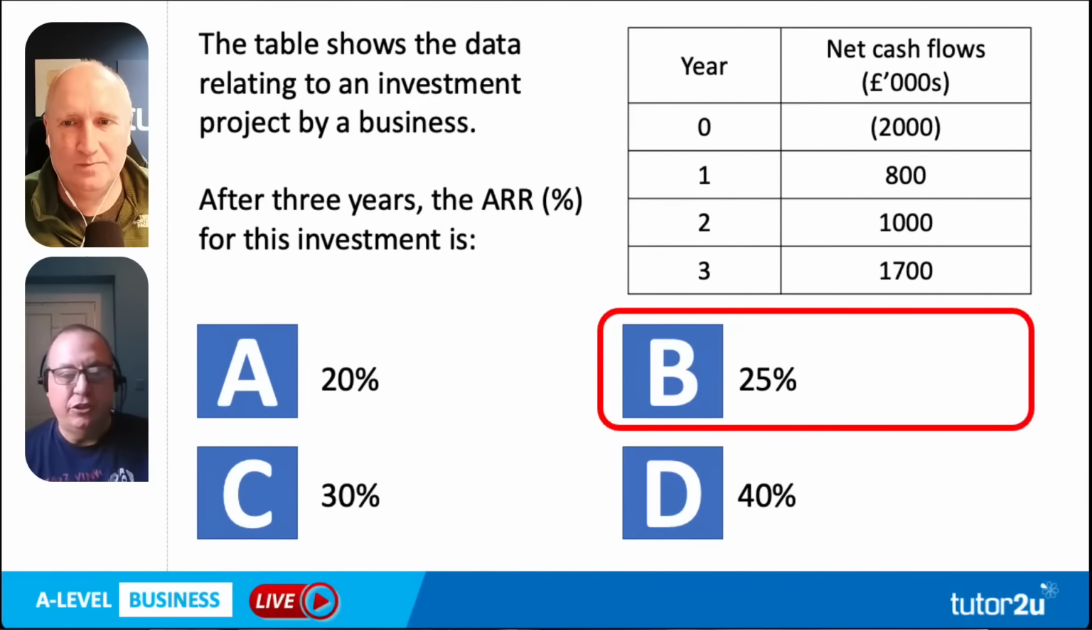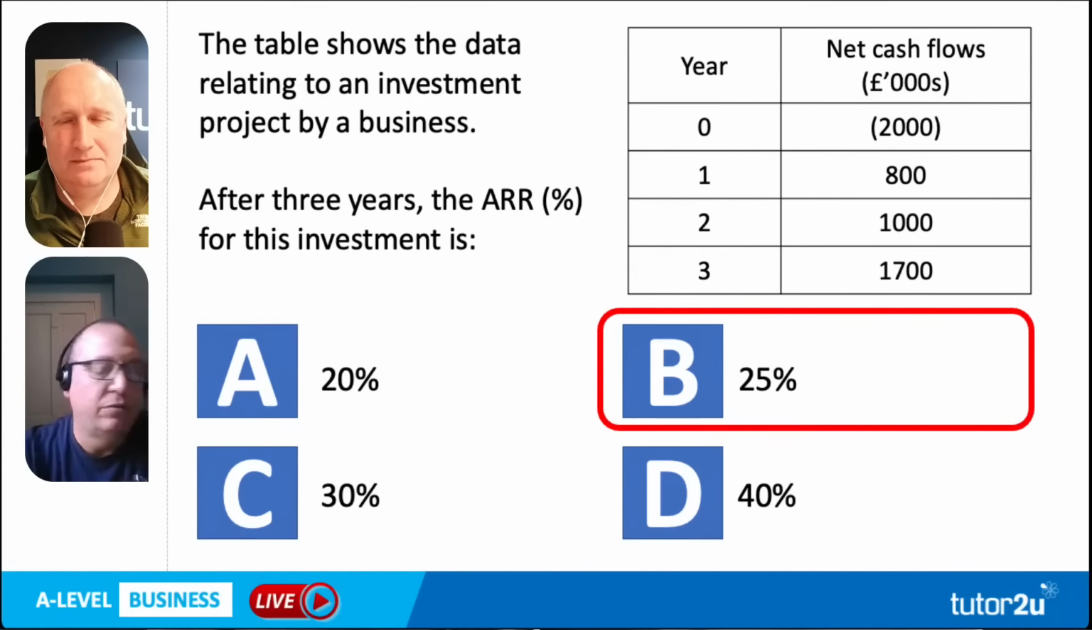Yep. Okay, let's just quickly run through. Let's ignore the fact that it's in thousands for now. So you just add up the net cash flows: 800, 1,000, 1,700, 3,500. Deduct the cost of the investment. That's your net return. Then divide that by 3 to get your average return. And then you divide that by the cost of the investment again and multiply that by 100.